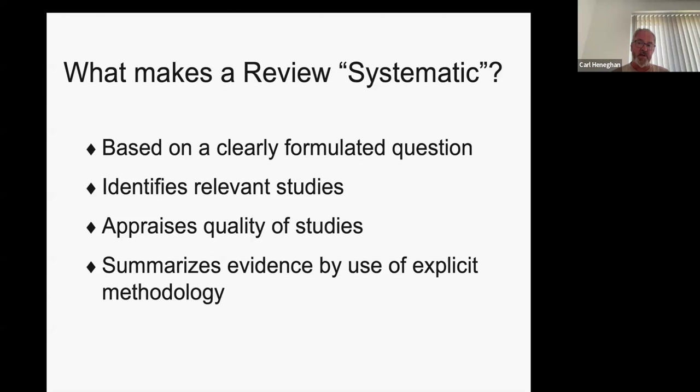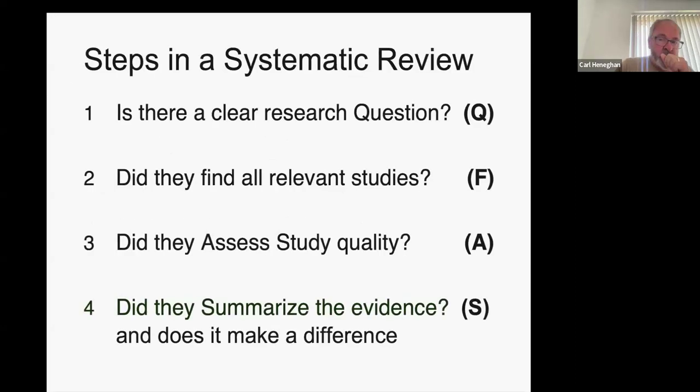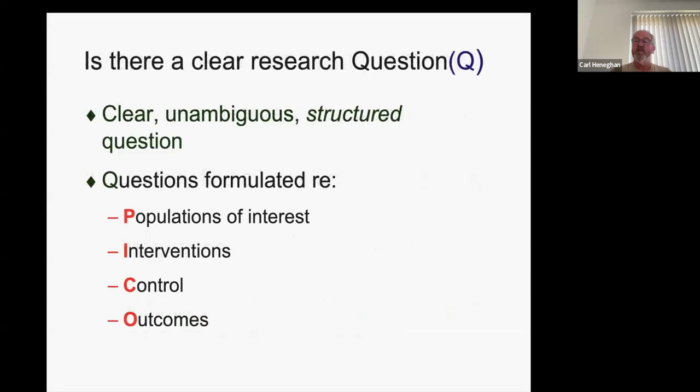If it has a clear question, finds all the evidence, but then doesn't appraise the quality, it's not a systematic review. Now, there are different methods to summarize the evidence, but actually all the elements have to be there to make it systematic. So here's the QFAS. Is there a clear research question? Did they find all relevant studies? Did they assess study quality? Did they summarize the evidence, and does it make a difference is the point. Now, that's your QFAS to remember when you're thinking how to quickly go through a study.